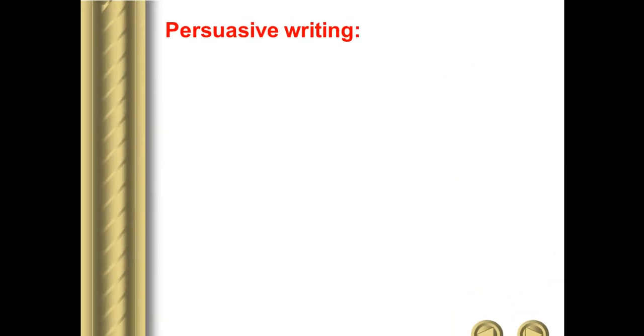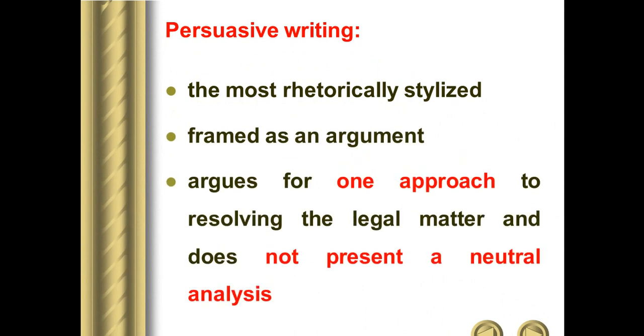The second type of writing in legal professions and legal reasoning is persuasive writing. Persuasive writing is a comprehensive style of writing. It is rhetorically stylized, and it must be framed as an argument. In predictive writing, you give a very neutral analysis, you just predict the outcomes. But persuasive writing argues for one approach to solve the matter. It never presents a neutral analysis.